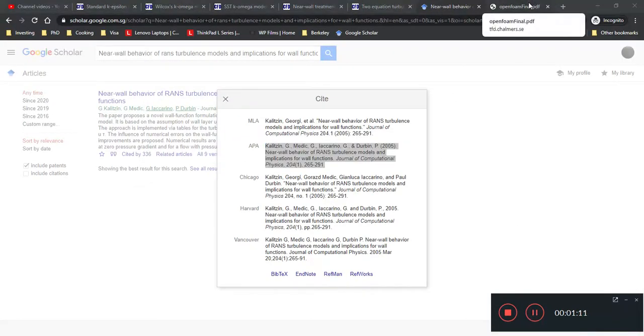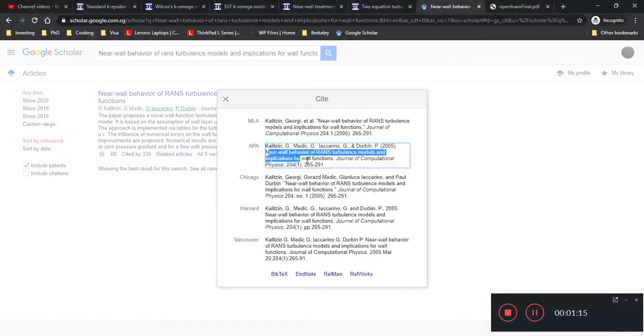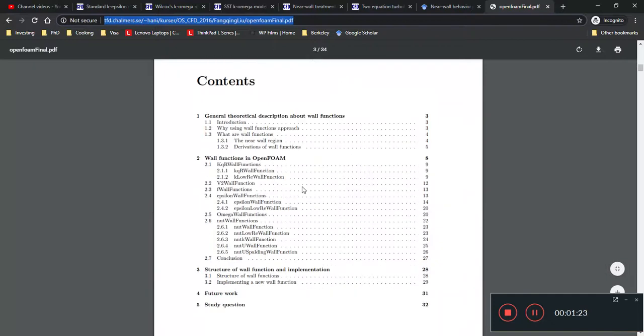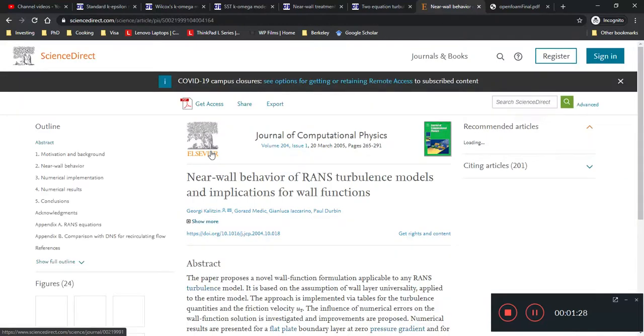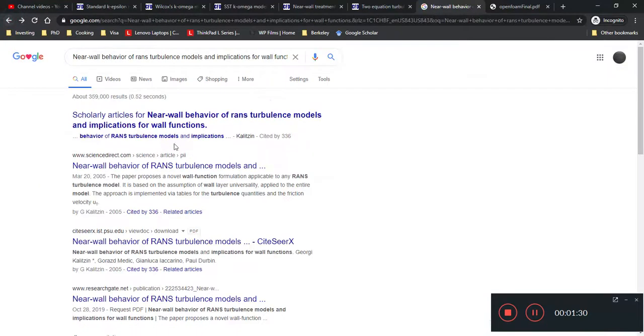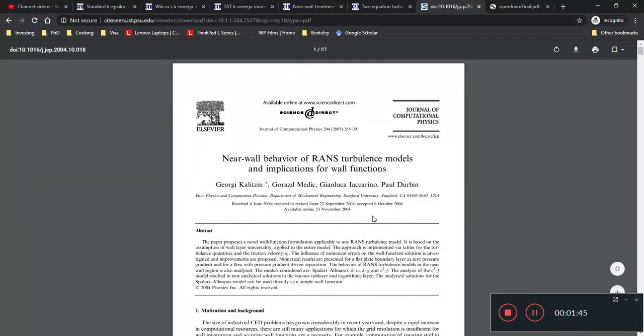So the key document is called Near Wall Behavior of Reynolds Average Navier-Stokes Turbulence Models and Implication for Wall Functions. You go to Google Scholar, you search this, and if not, you'll have this from CiteSeer, from, I think it looks like Penn State, psu.edu. It's supposed to download, and there you go.